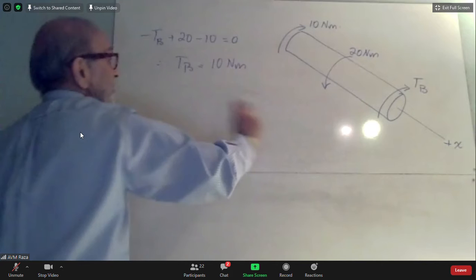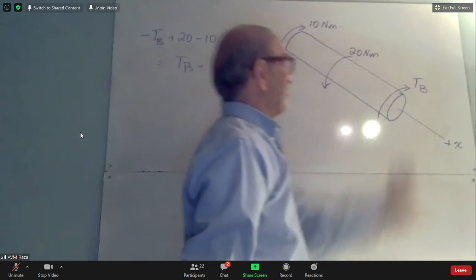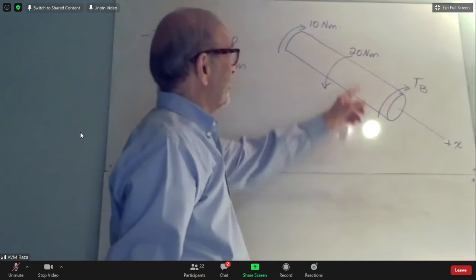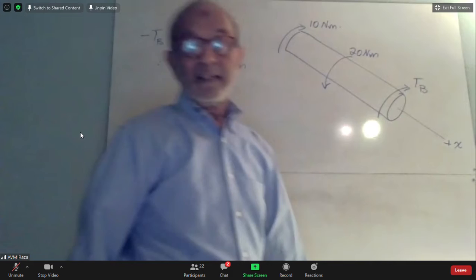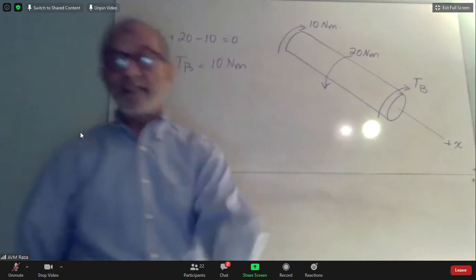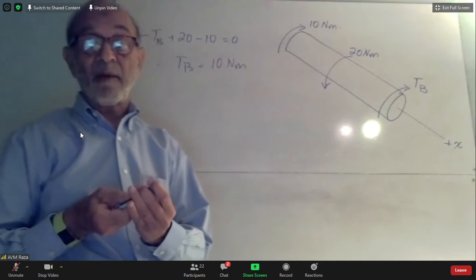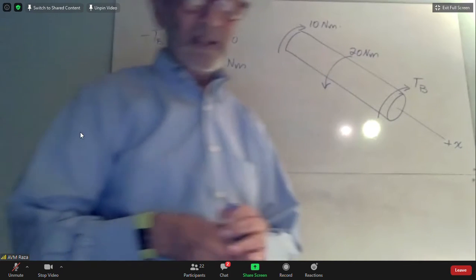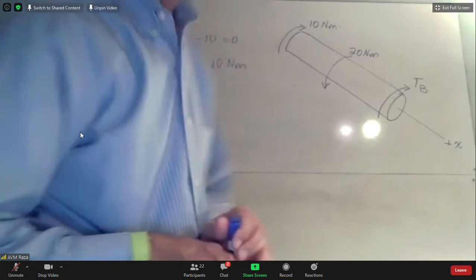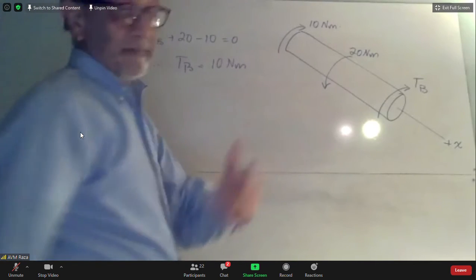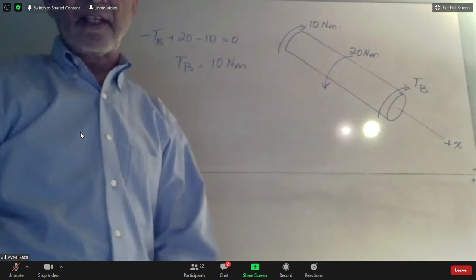Positive means it will be in the same direction. So I find 10 in that direction. And it stands to reason because this 20 will have to be balanced by this 10 plus this 10. So likewise, you can find TC. I don't think there's any need for me to go over that. I'd like you to finish this problem, find TC also, and you will notice that TC will come out to be 40 Newton meters, so that the whole thing balances out and is in equilibrium.